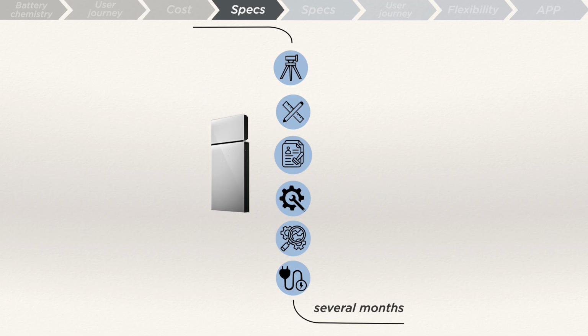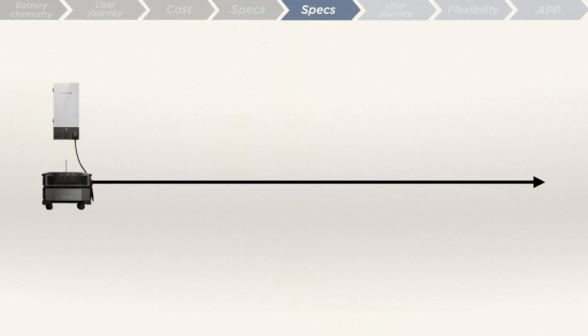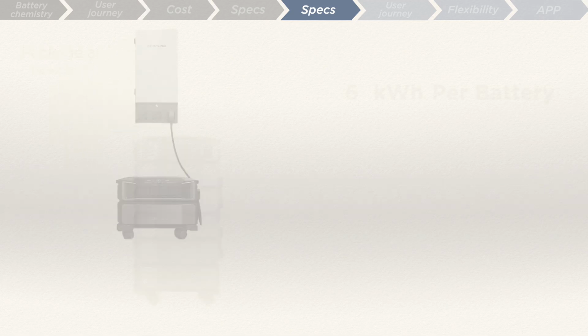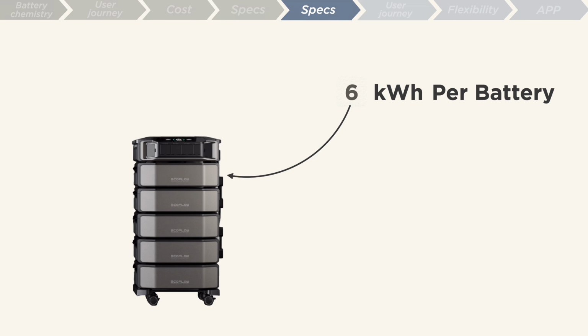Now, what will happen if you opt for the DELTA Pro Ultra and Smart Home Panel 2 system? Imagine this. You find your perfect energy match online, and in just 1 week, it's there on your doorstep. No fuss, no muss. With DELTA Pro Ultra, you're not just getting any energy solution.